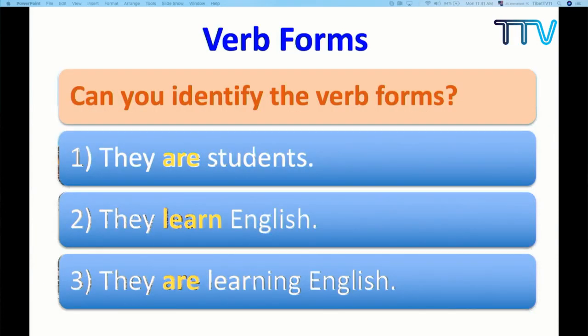Now there is another example. I want you to look at this and identify the verb forms. The first one is different and this one is different. Look at these sentences. They are students. They learn English. They are learning English. We have already done one example before, so you look at this sentence and identify. I've already underlined the verb. Now, I want you to identify the different forms of verbs.